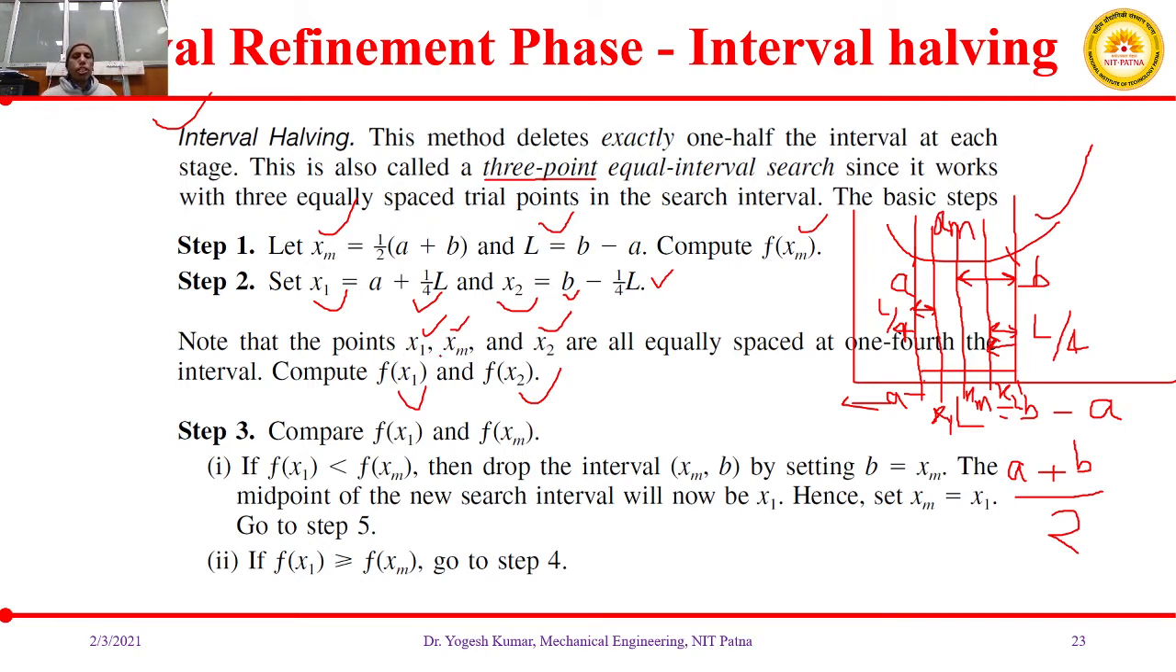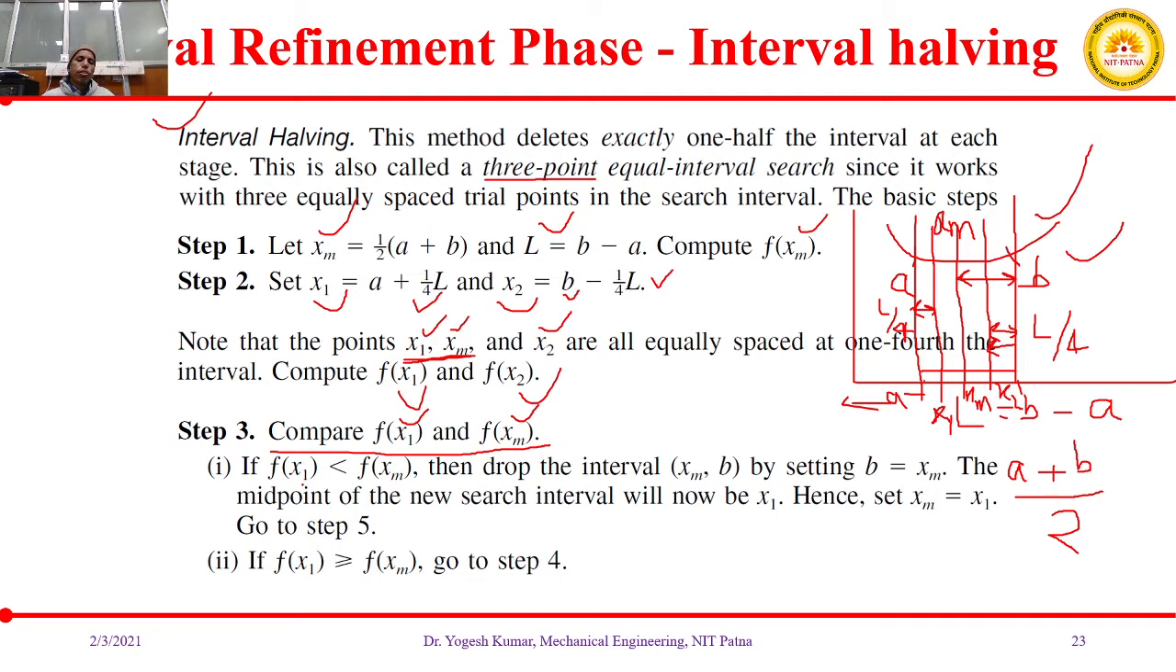Okay, so let us try to compare. First we will compare the value of x1 and xm, because this is a case of minimization. So whichever side is having the minimum value, that will be taken as the optimum solution, while the other side will be dropped. So let us compare in the third step the value of f(x1) and f(xm): the value of the function at x1 and the value of the function at the mean of your interval.